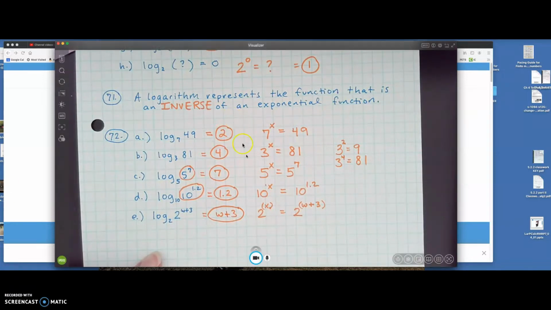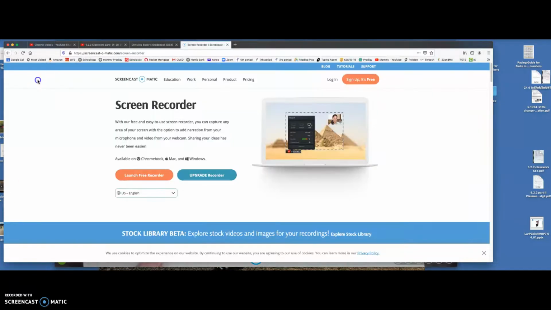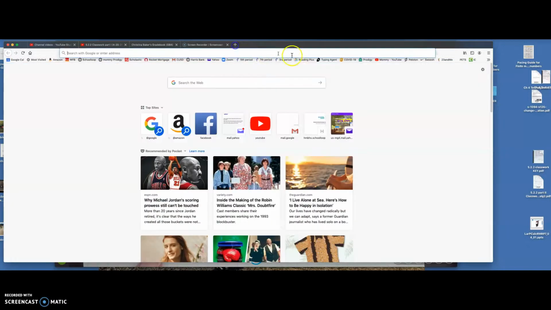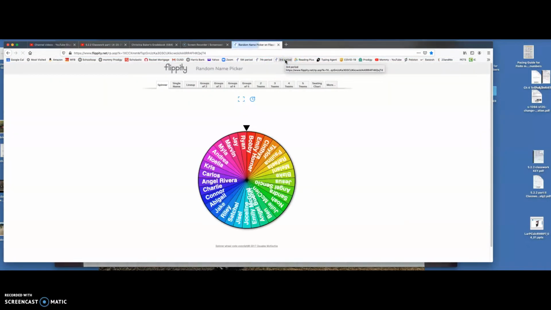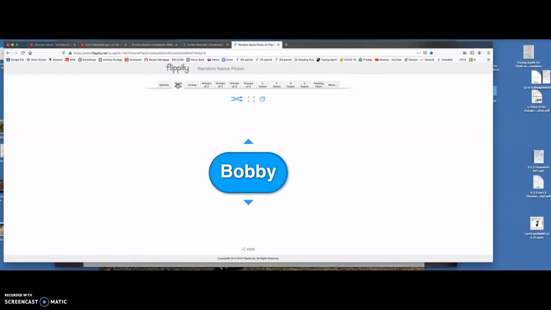Okay, good. I think we finished the notes, but I'm going to see if I have a little time to do my Flippity, let's see, my random name picker for the extra credit. So Bobby, I'm going to write you down. I forgot where my list went.